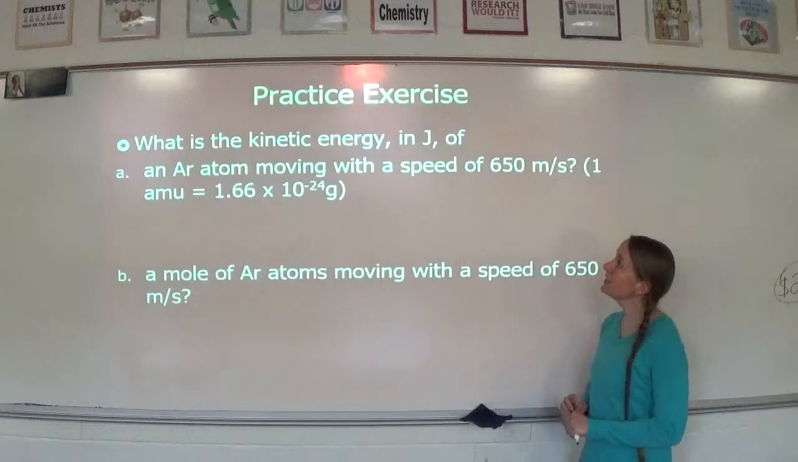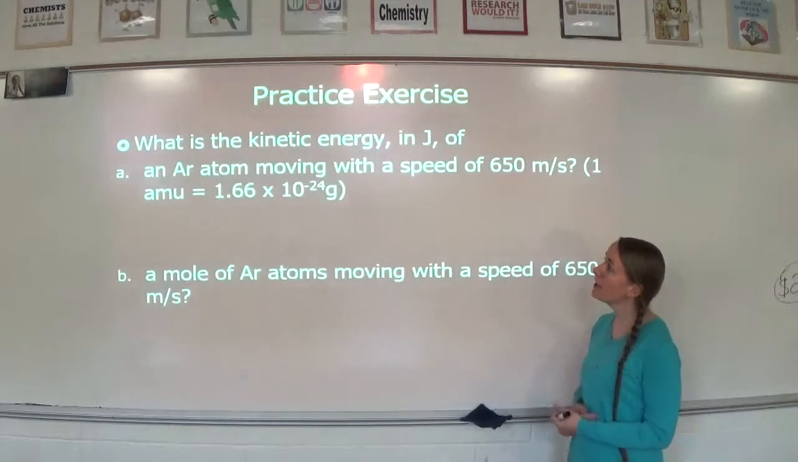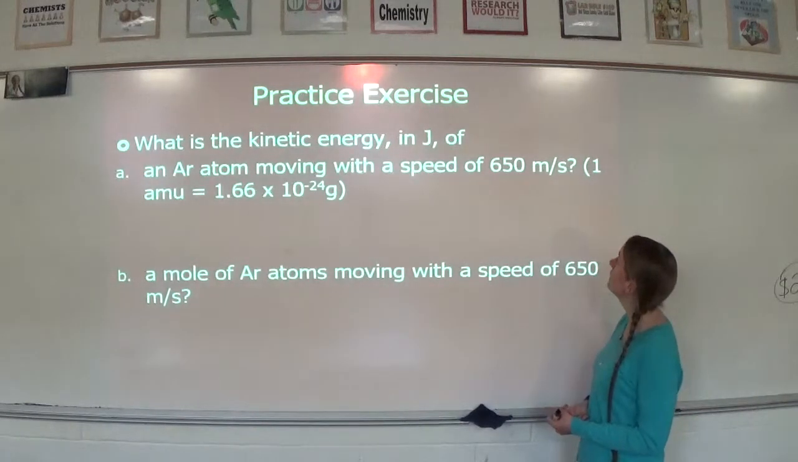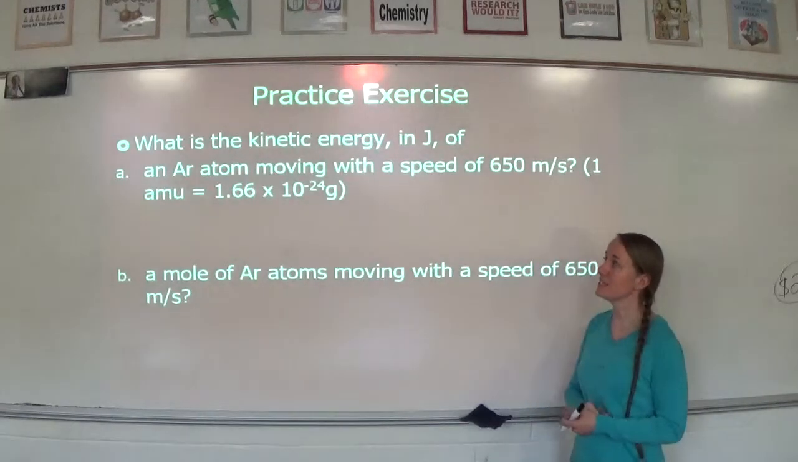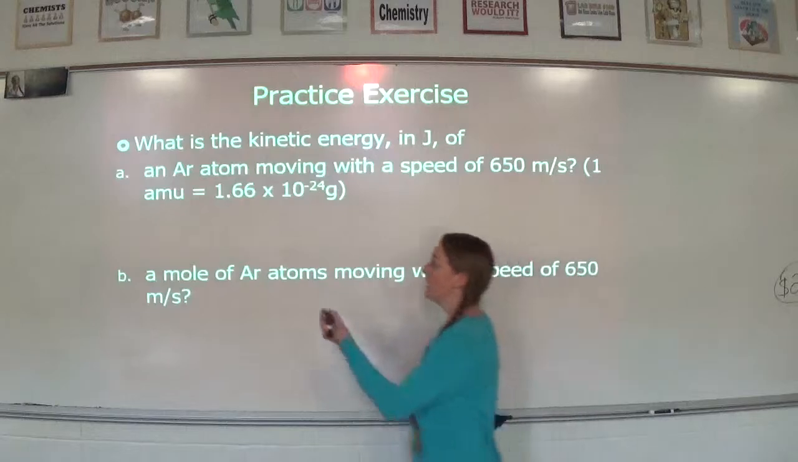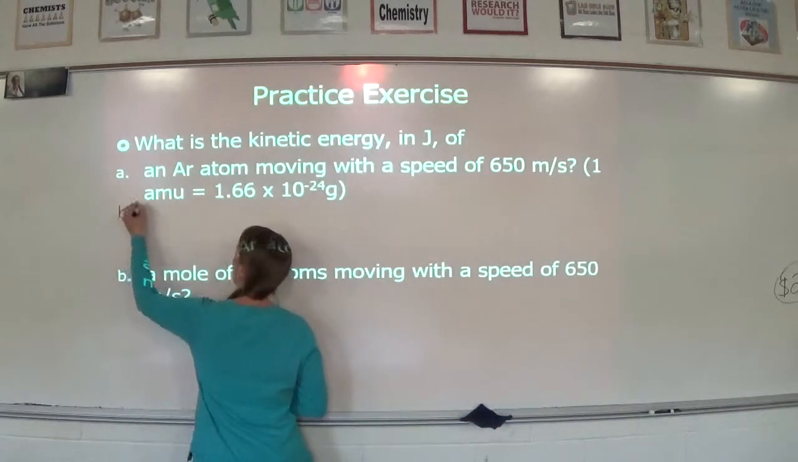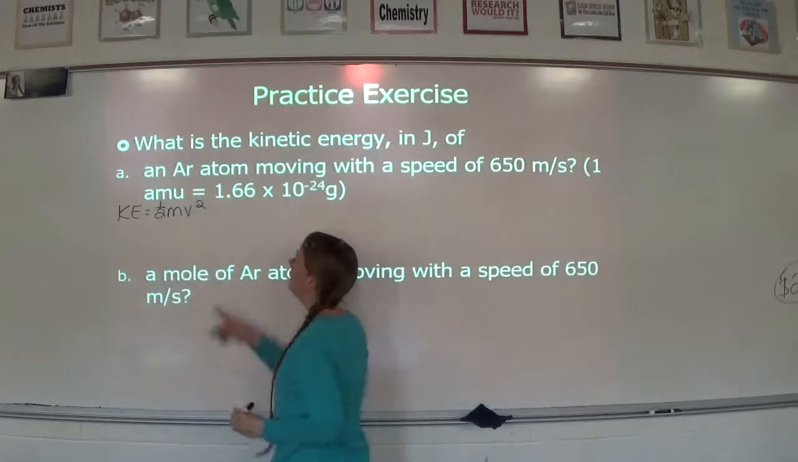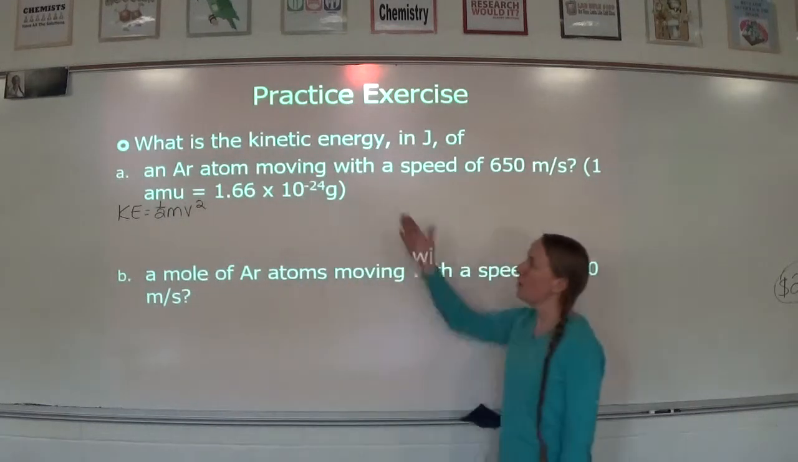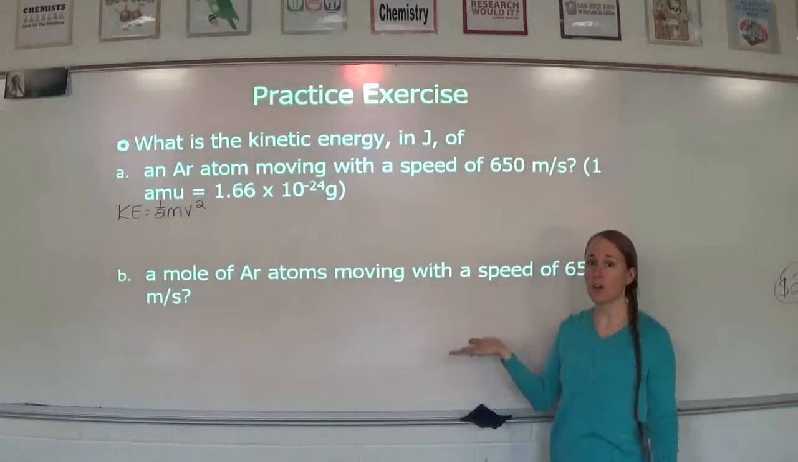So it says, what is the kinetic energy in joules of an argon atom moving with a speed of 650 meters per second? And I gave you the hint. 1 AMU is 1.66 times 10 to the negative 24 grams. All right, so what do we need? Well, we got kinetic energy is 1/2 mv squared. So that means we need a mass. Well, all they tell me is we have 1 argon atom.